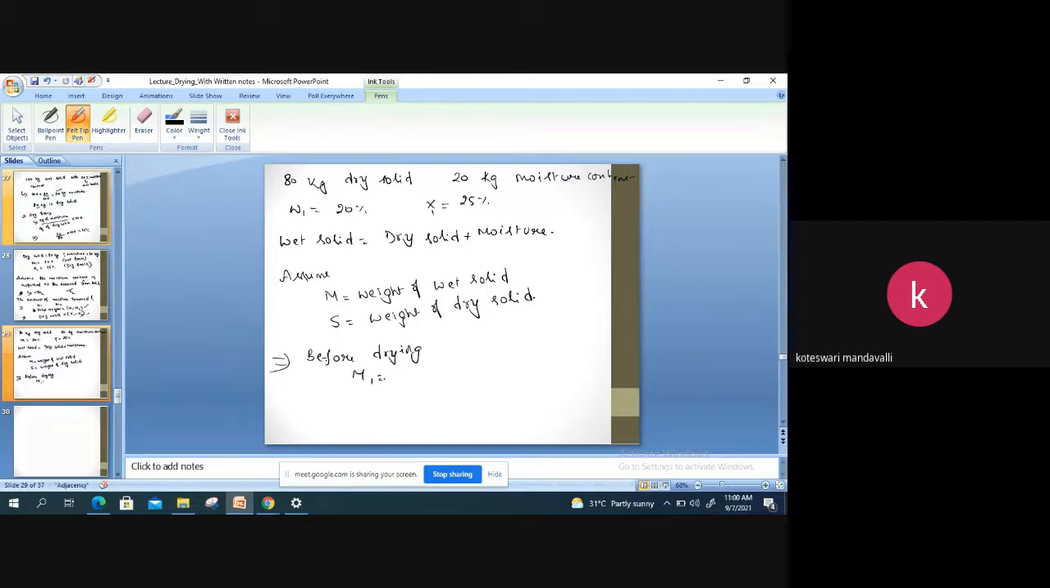M1 how much? See, M1 is 100 kgs, right? That means what we have taken initially is S1 plus moisture content. So how can you denote the moisture content? Suppose if I want to denote with the help of small m, so small m is the amount of moisture, weight of moisture. Okay. So S1 plus m1, that is 80 plus 20, that is 100.